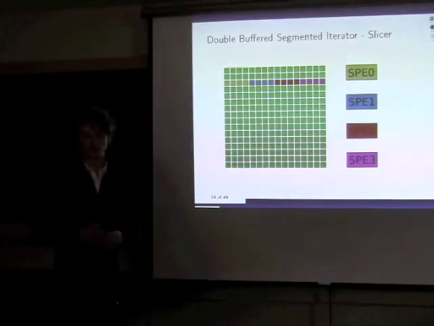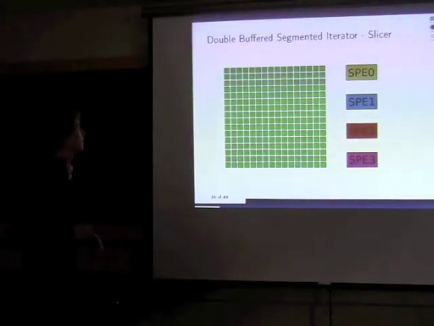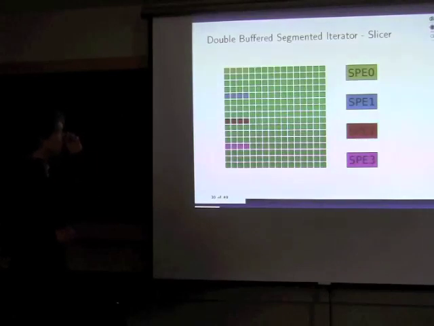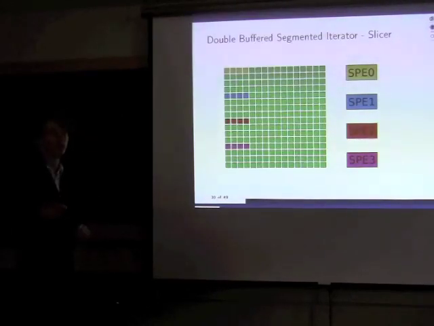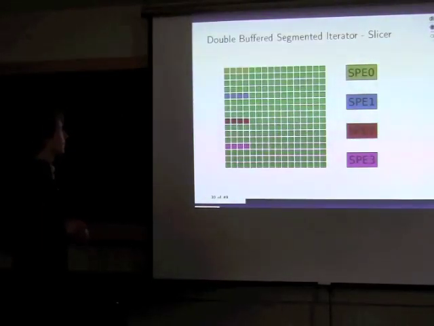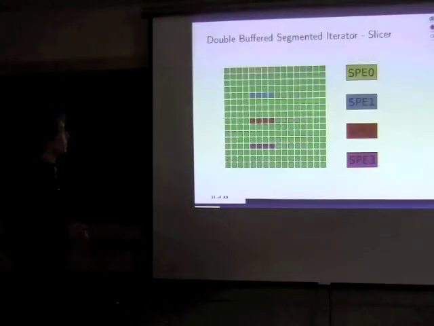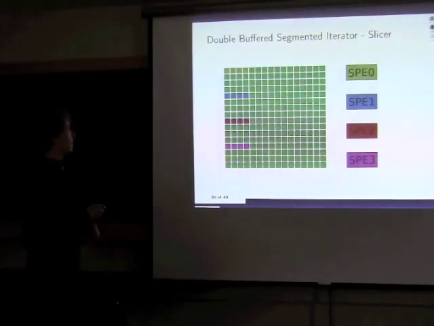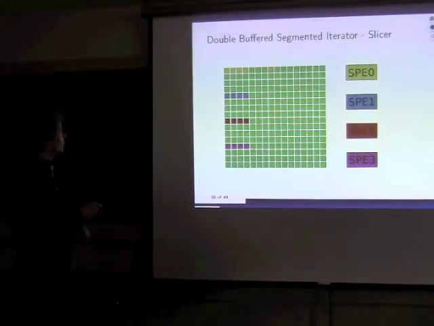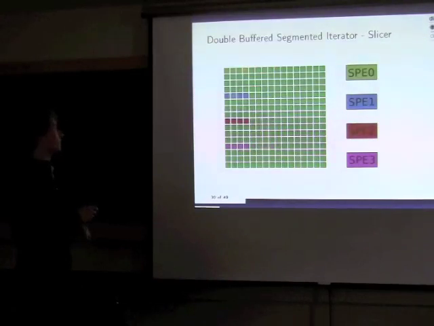Another slicer we provide in our library works like this. It needs to know the size of the entire vector, and the SPUs can access the memory in this way. This can be an advantage if maybe you need to do the computation here, you need the value here, or whatever.